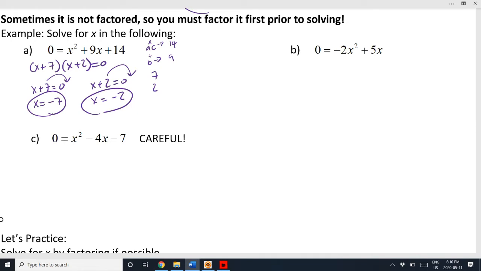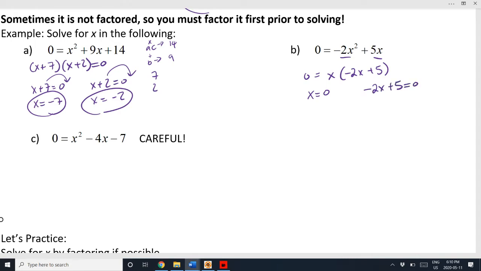Let's try B. Here, there's not much we can factor, although we can factor an x from both of these. So if we factored out an x, we'd be left with negative 2x plus 5 equal to 0. And so we're just going to set our factors to 0. So we have x is equal to 0. That's 1. So you don't have to do anything there. And our next one is going to be negative 2x plus 5 is equal to 0.